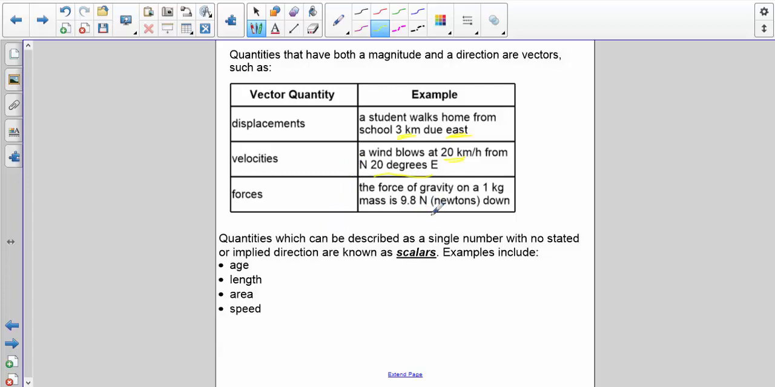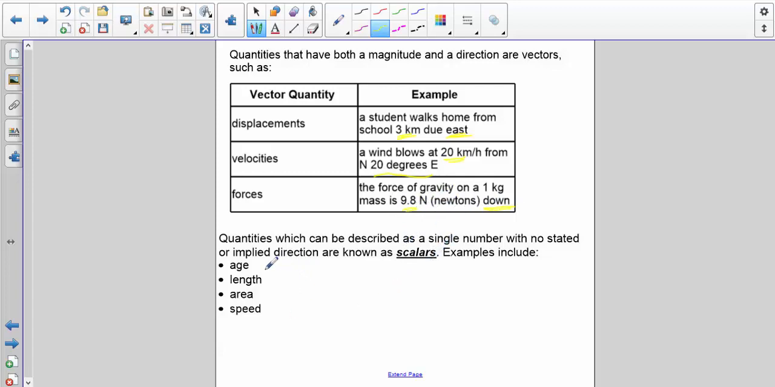Forces. Again, this is similar to that example of when I was talking about pushing something, or in this case, the force of gravity. The force of gravity on a 1 kilogram mass is 9.8 newtons downwards, right? So again, the force of gravity pushes downwards towards the earth, and it's giving us that direction and that magnitude.